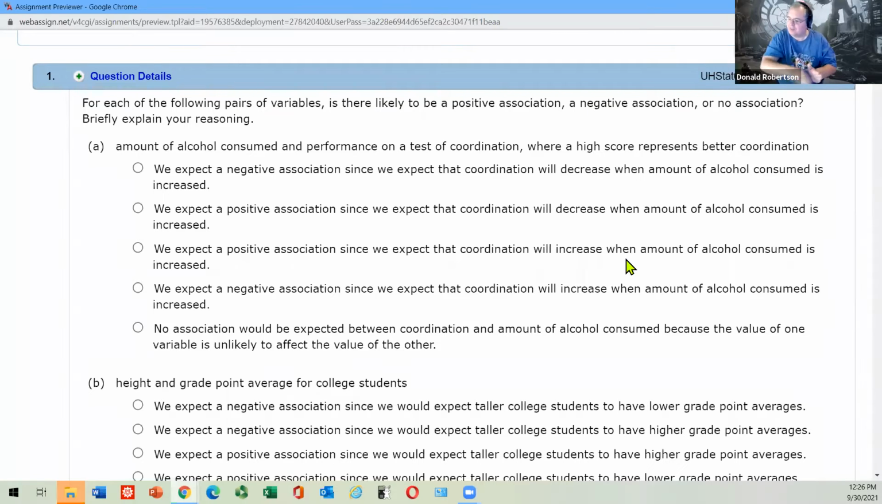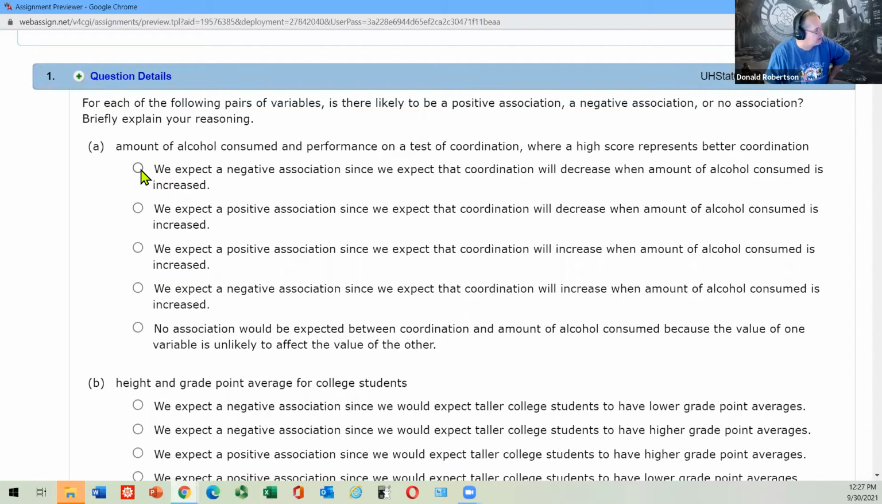You see what I'm saying? The bigger the alcohol, the worse the test. In a positive association, the bigger the first thing, shouldn't the bigger the answer be, right? Both go up at the same time. In a negative association, the bigger one gets, the less the other. So that should be a negative association.